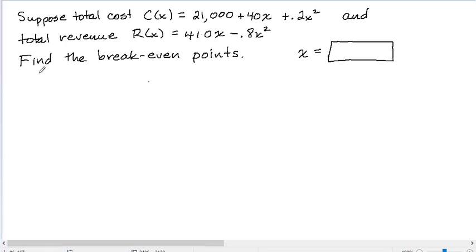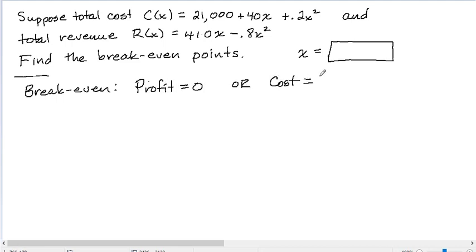Find the break-even points. So remember that break-even can be thought of in two different ways. First one is that the profit is equal to 0, and the second way is that cost is equal to the revenue. Mathematically, those two equations say the same thing. The one that you'll use depends on the information that you have. Since we are given a cost function and a revenue function, I will use the cost equals revenue approach.